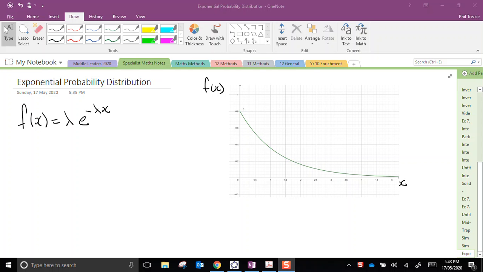Hi everyone, this lesson is about the exponential probability function. So this formula here gives us the function. Now lambda is a constant, and different values of lambda give us different shaped functions. Lambda is greater than 0. It wouldn't make a lot of sense for lambda to equal 0, because then our function would just be a flat line along the x-axis, which would be a bit weird for a probability function.